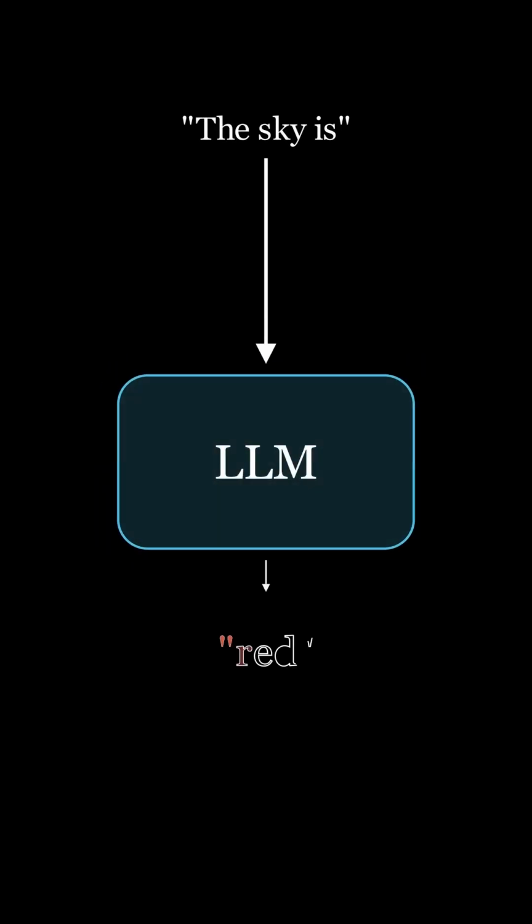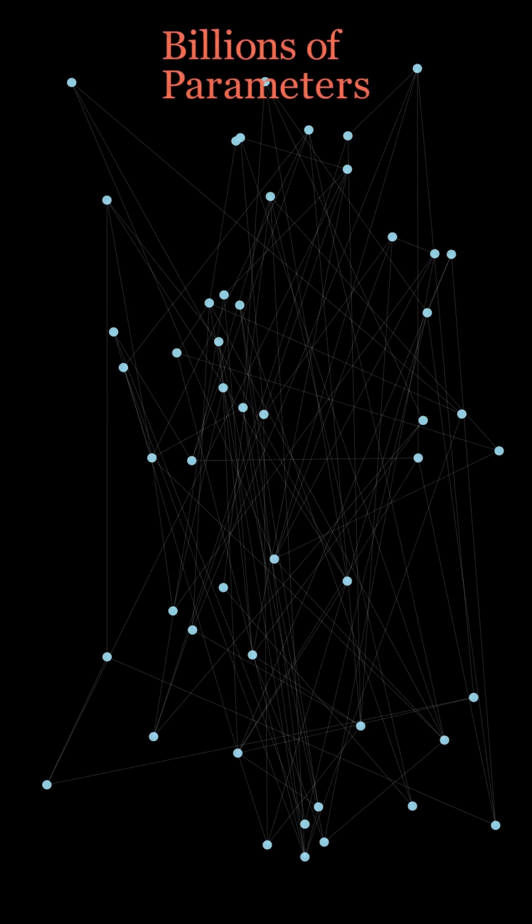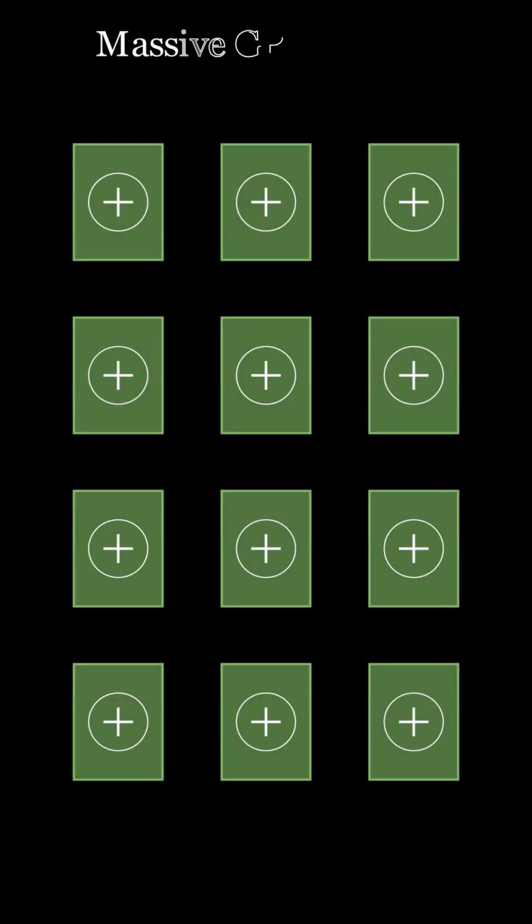LLMs are trained the same way. You give them a sentence, they predict the next word, and you measure how far that prediction was from the real one. The difference? Error in LLMs depend on billions of parameters, so it takes massive GPU clusters to train them.